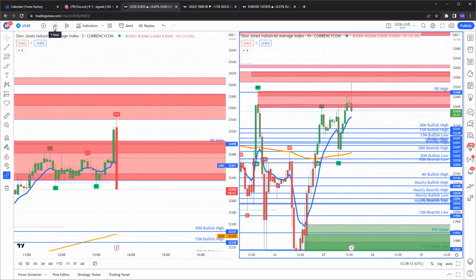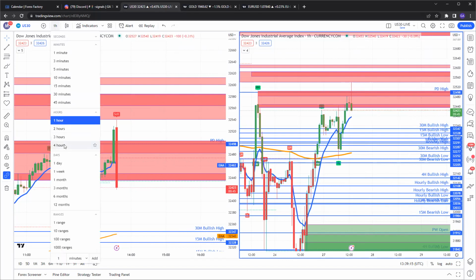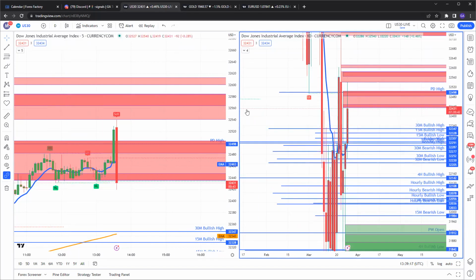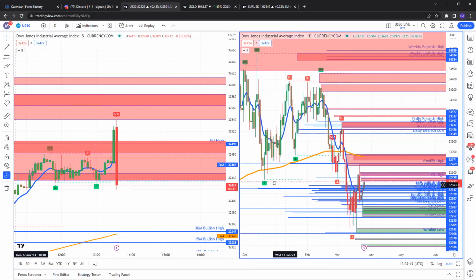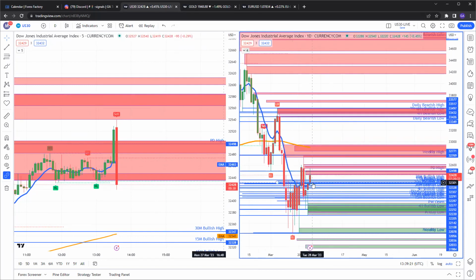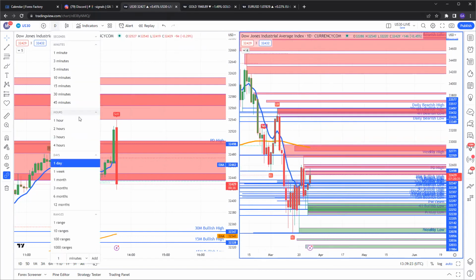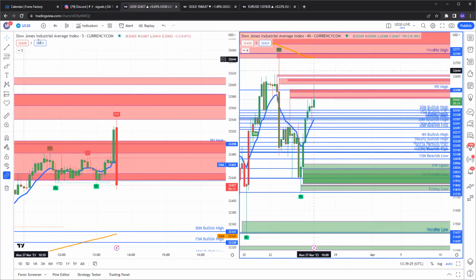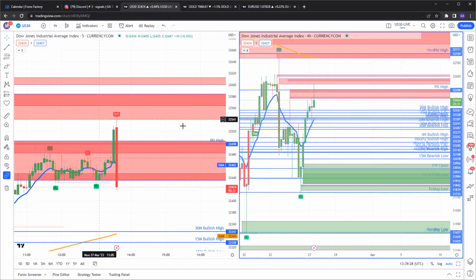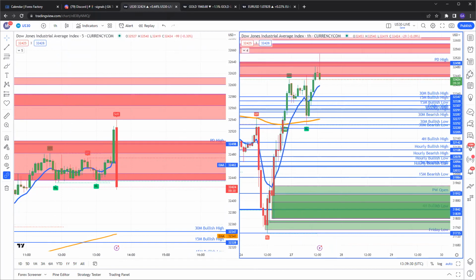Remember, for me, on the higher time frame, I expect US 30 to go down to the 29,000 area. On the daily, we are still above the 9 EMA. On the 4 hour, we are still above the 9 EMA. Hourly, okay, so you can see the hourly chart.